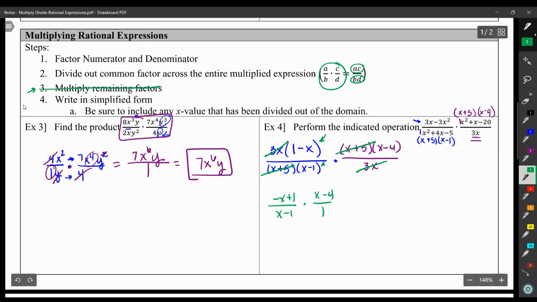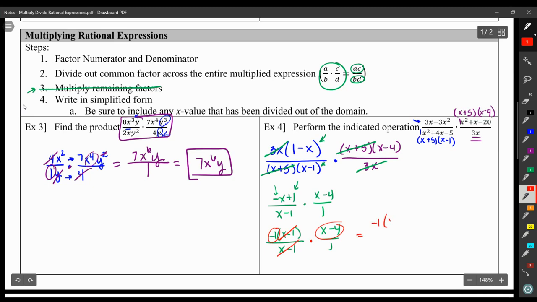So what I can do with this is I can actually factor out this -1 here, and maybe I can see if I can cancel something else. So negative times x minus 1 over x minus 1. Now that I have factored out a -1, now these are the same and I can divide those out. So we have -1 times x minus 4.